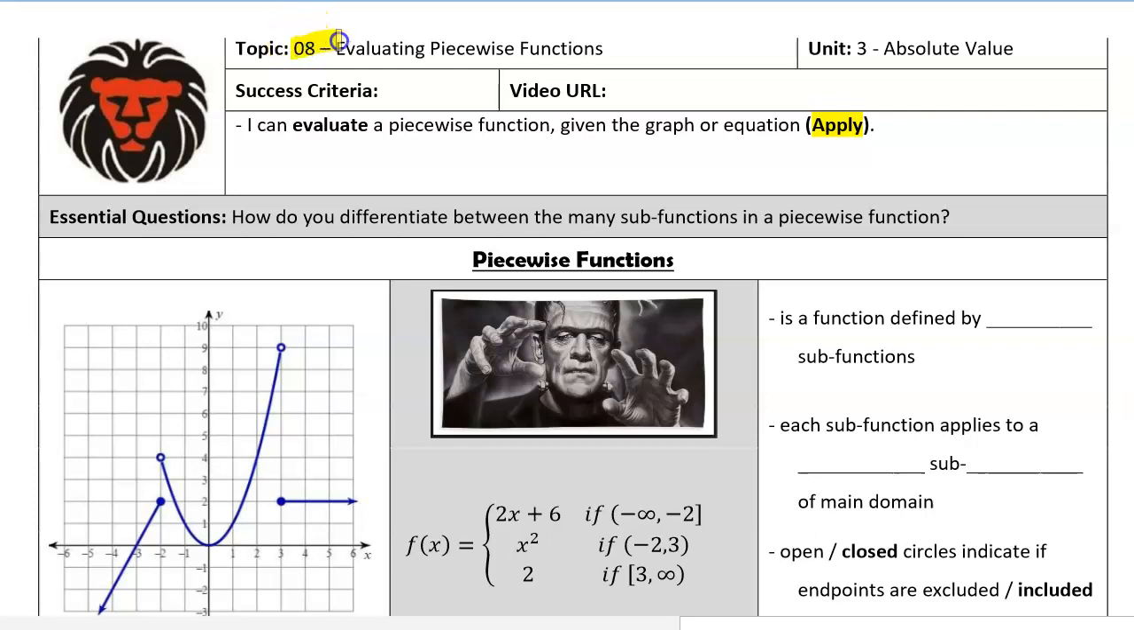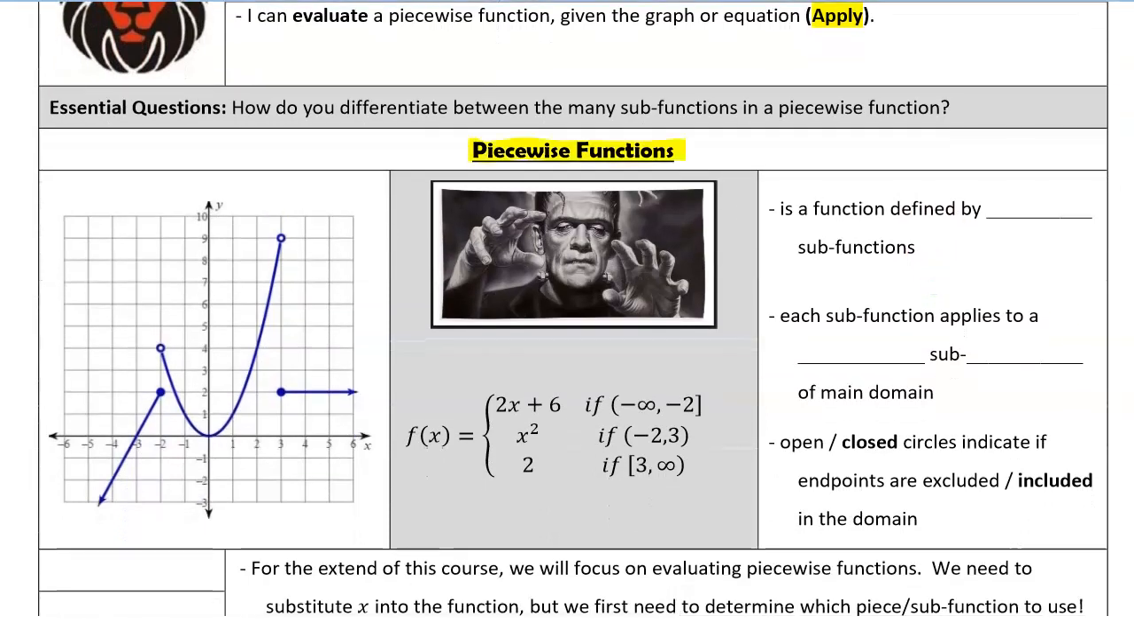This video is for topic 8, evaluating piecewise functions. We're going to focus on evaluating piecewise functions from a graph or from an equation. So what is a piecewise function?